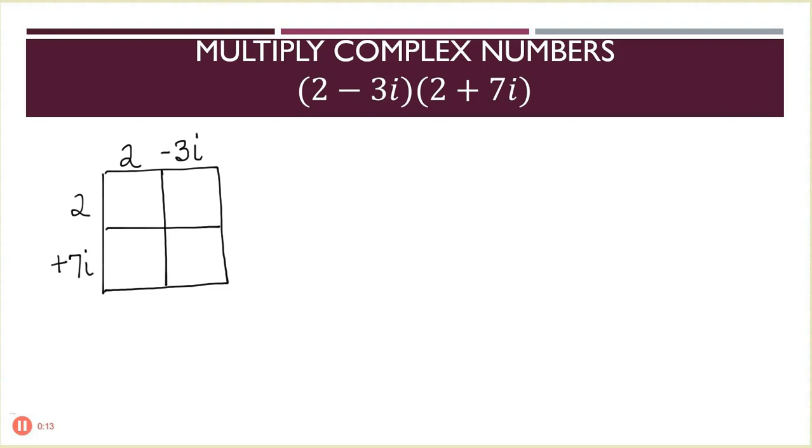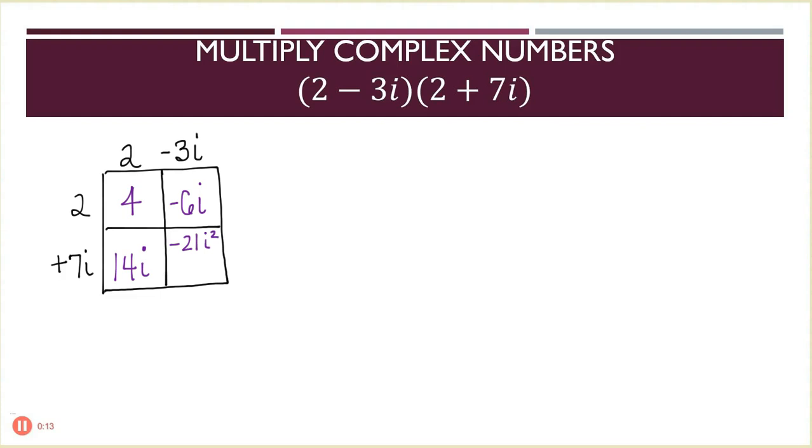And now let's multiply. So 2 times 2 is 4. 2 times negative 3i would be negative 6i. 2 times positive 7i is 14i. And positive 7i times negative 3i is negative 21i squared.